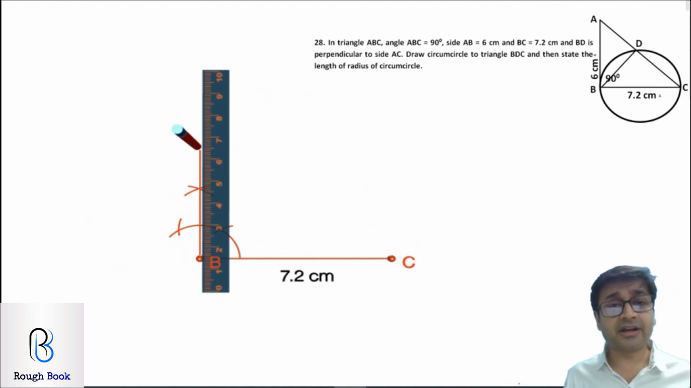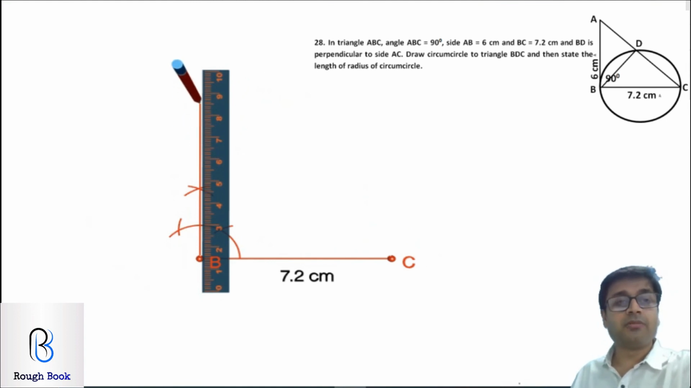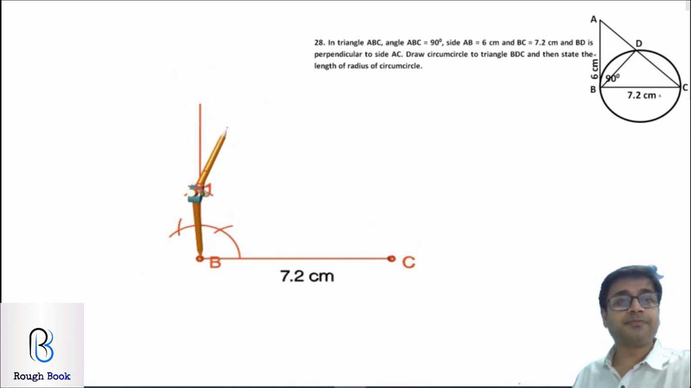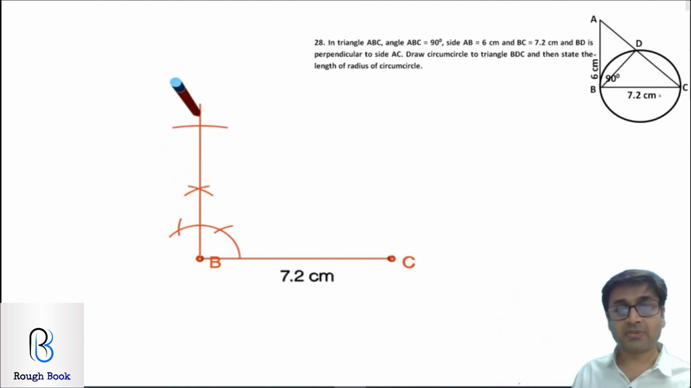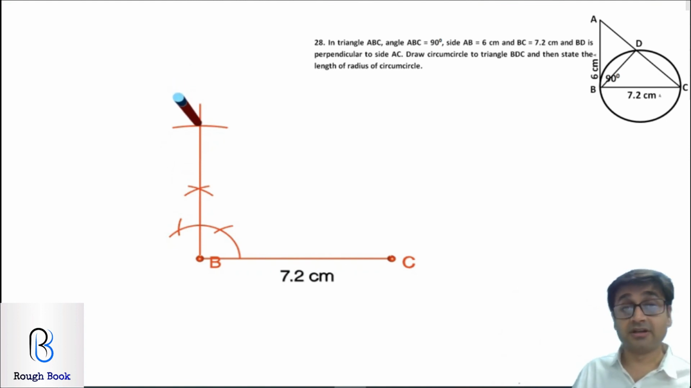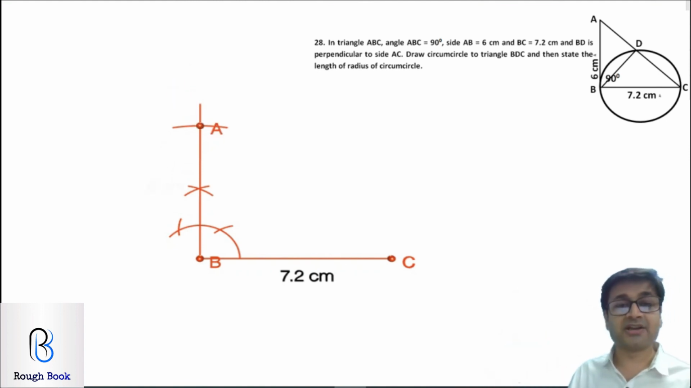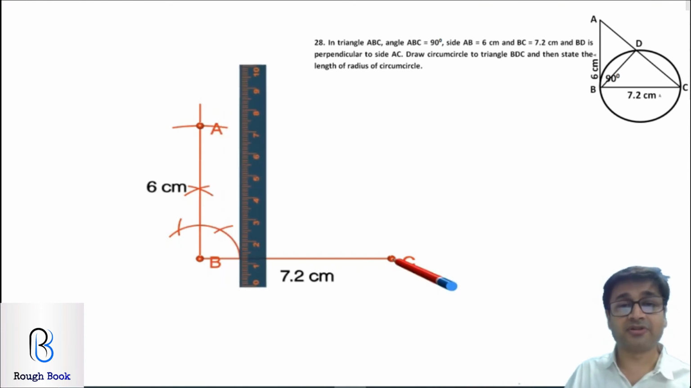But A is not yet with us. So from B cut an arc of 6 centimeters because AB is 6. So plot that point up over there as A and you get your triangle ready. Not yet. Join AC and your triangle will be ready. Now that you've got your triangle ready, BC is the diameter is what we set for the circle.